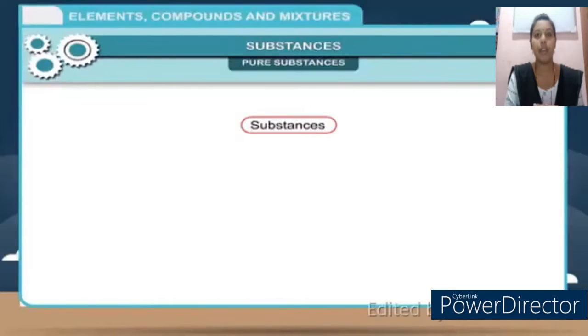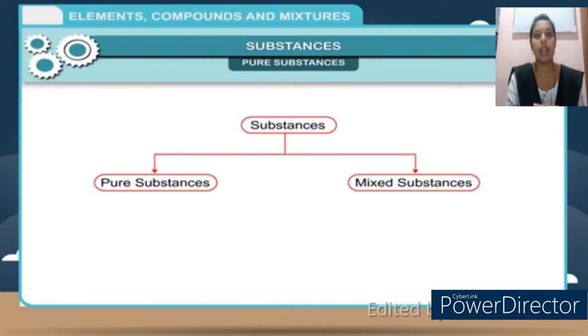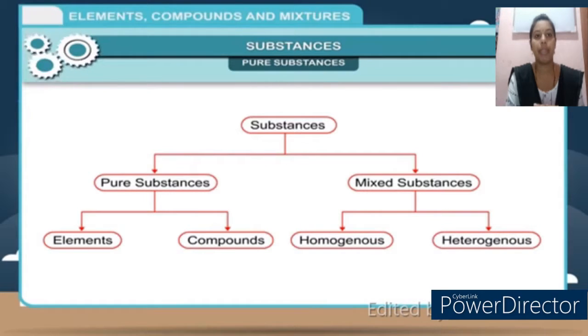On the basis of composition, substances are classified into pure substances and mixed substances or impure substances. The pure substances are again classified into elements and compounds. The impure substances or mixed substances are again classified into homogeneous and heterogeneous substances.